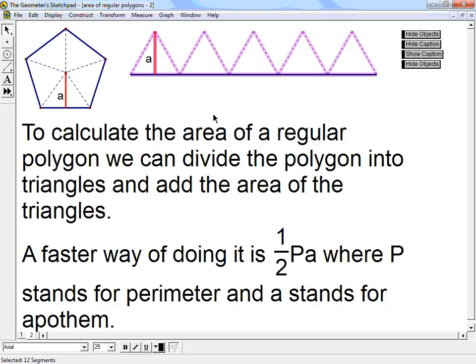You'll see a few pencils moving. Remember, to calculate the area of a regular polygon, we can divide the polygon into triangles and add the area of the triangles. The faster way of doing it is 1/2 times P times A, where P stands for perimeter and A stands for apothem.